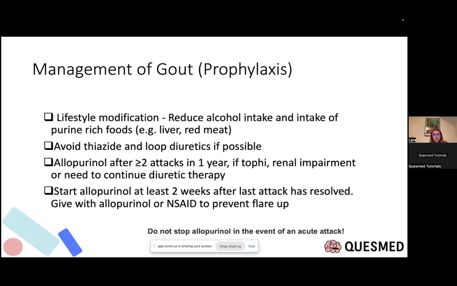This isn't in the slides, I don't think. I just wanted to ask, what do people think about someone coming in with a red hot joint, you're seeing them in elderly AMU, and your consultant asks you to do a urate level? What do we think about that? Any thoughts?